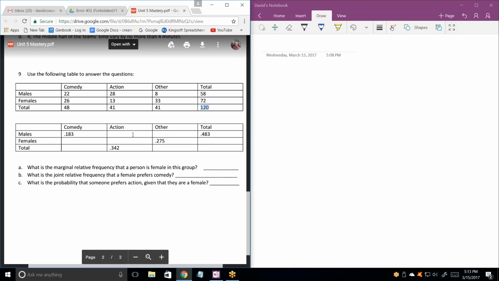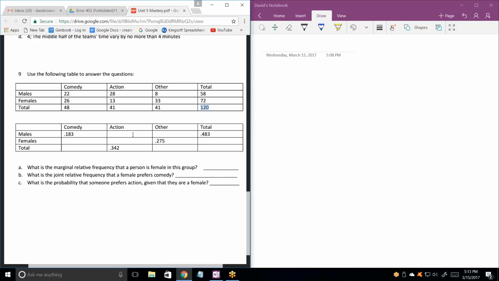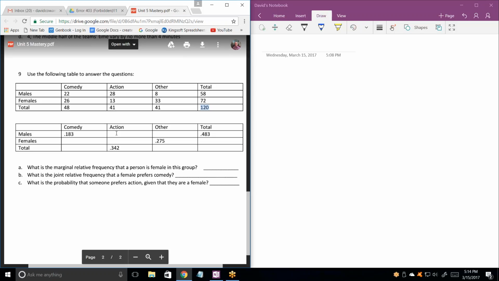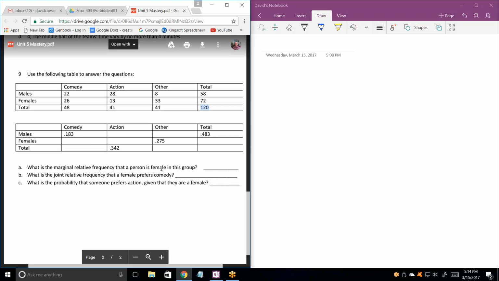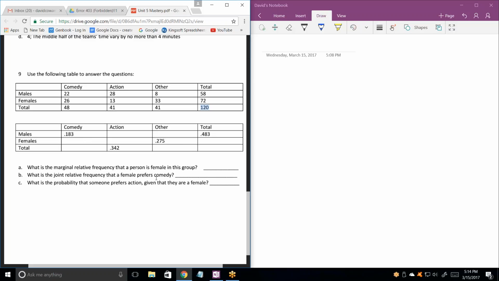So what goes in this cell under action? Would that be just 1? No, it'd be 28 divided by 120. Oh, I think it's the total. No, we're just going to fill out every cell in this bottom table. All right. Okay? So that's what you need to do first of all, is complete the table.